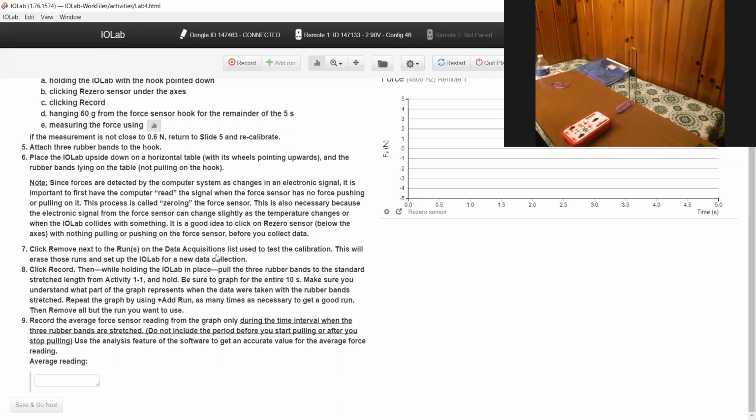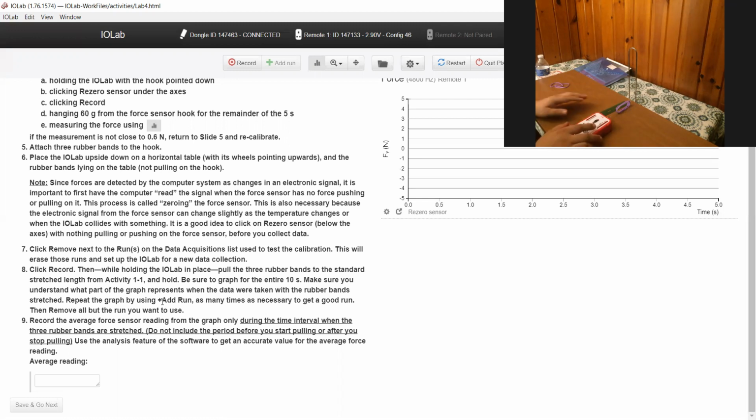So we'll use 3 rubber bands. It says to pull to our standard length here. What is the standard length? 10 centimeters. You can also have 15, that's also fine. Do you want us to record first? Record the average percentage reading. Okay, we can do that.